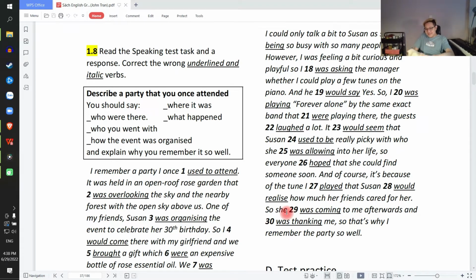Oh, my cat wants attention. My cats always want attention. Mèo mình lúc nào cũng muốn chú ý, có sự chú ý cả.